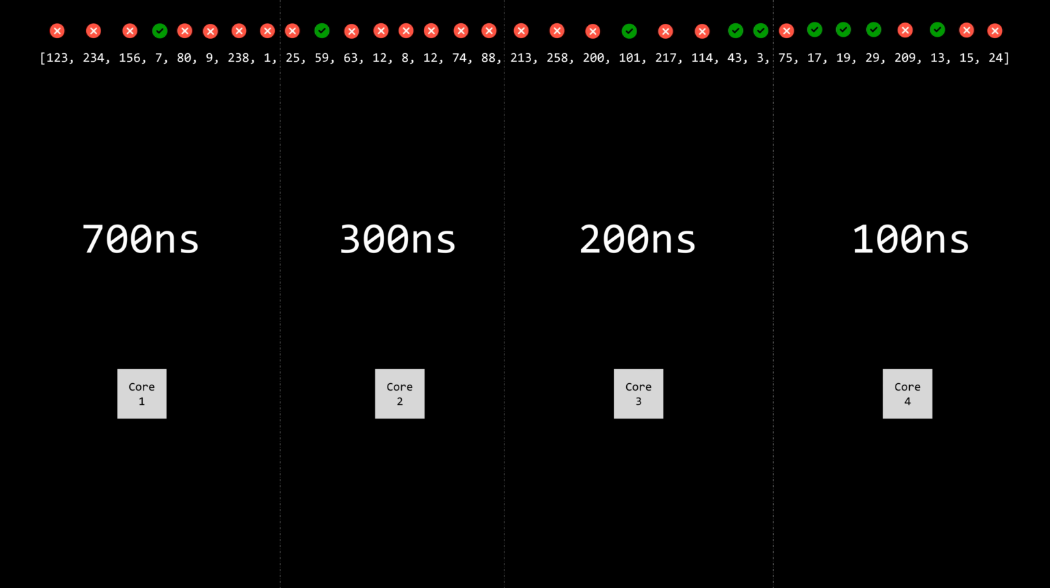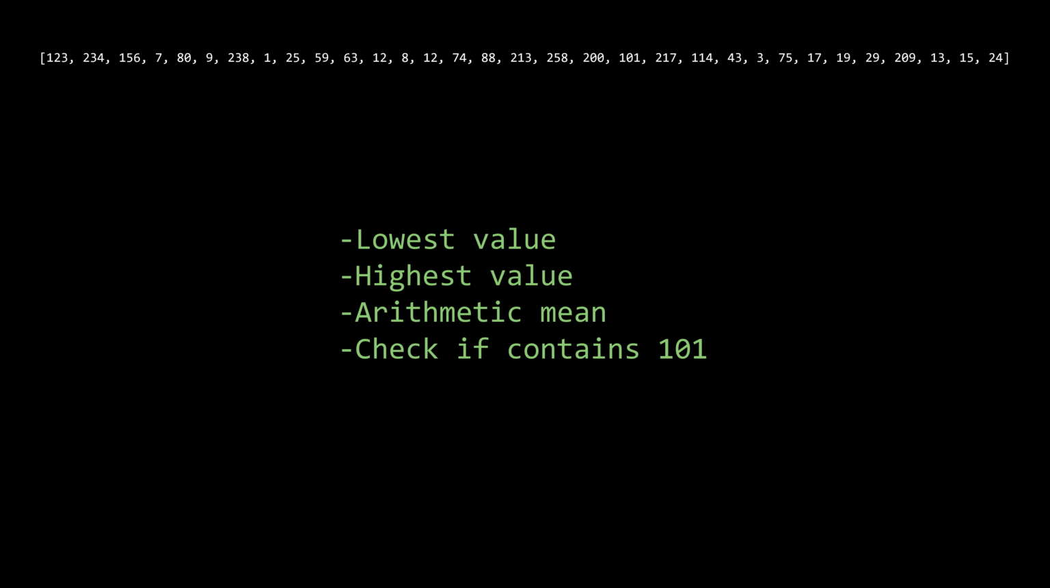Now, let's tweak the problem. Say we're given the same dataset, but this time we're tasked with finding the lowest value in the array, finding the highest value, calculating the arithmetic mean of all the elements, and checking if the array contains the number 101. In this case, it doesn't make sense to split the data into subsets, because each of these operations requires access to the entire dataset to compute their results.